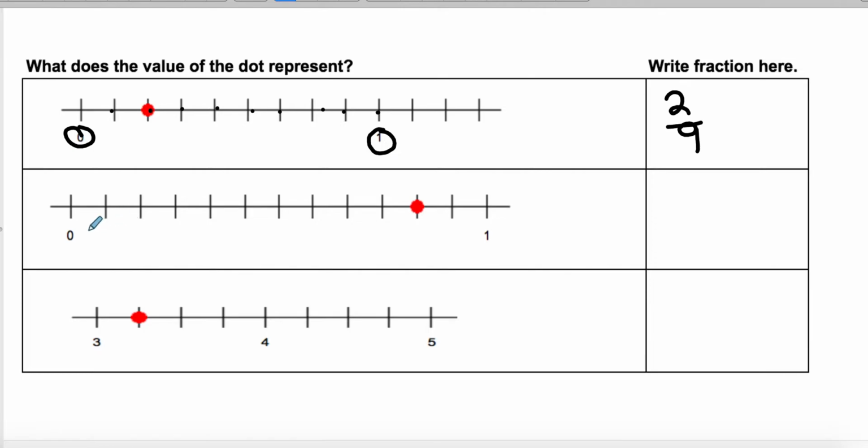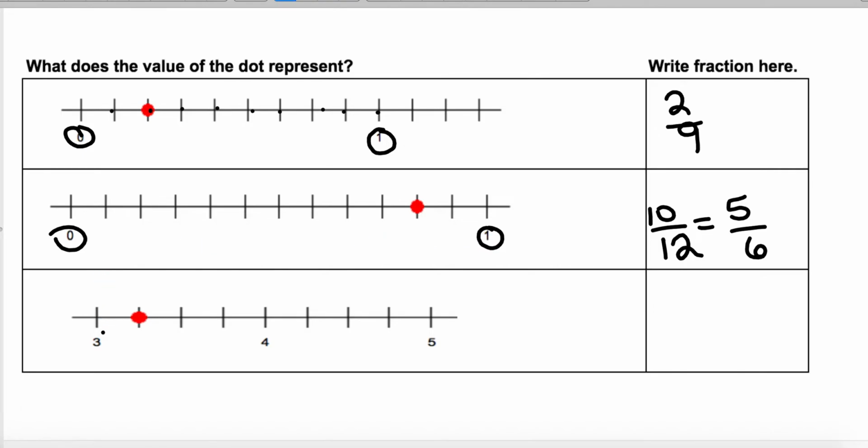So let's try this one. Again, we go from whole number to whole number. We count 1, 2, 3, 4, 5, 6, 7, 8, 9, 10, 11, 12. And the red dot was at the 10/12. We always need to simplify, so that's at 5/6. So that red dot is 10/12 or 5/6 of the way to the whole number.